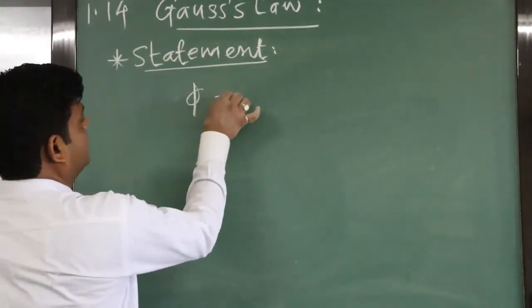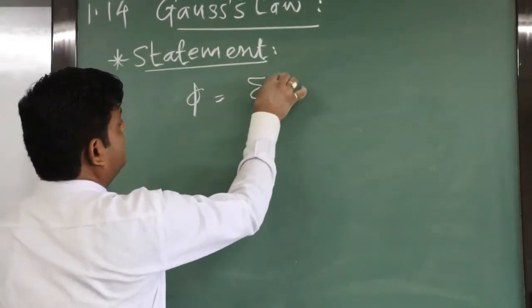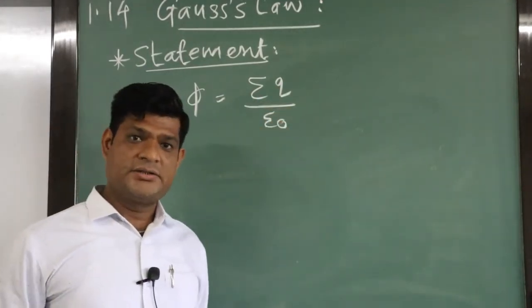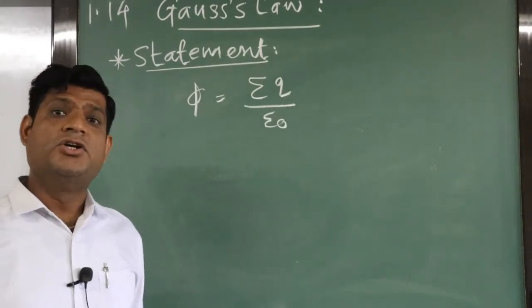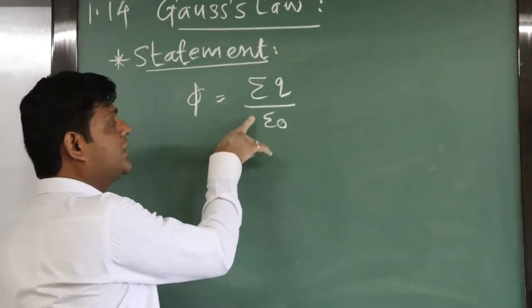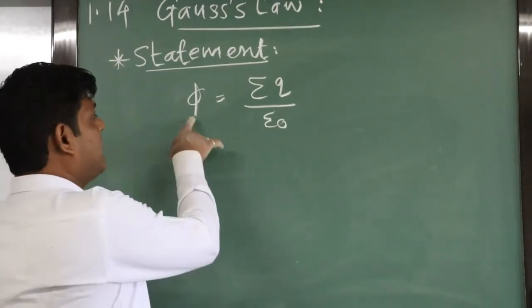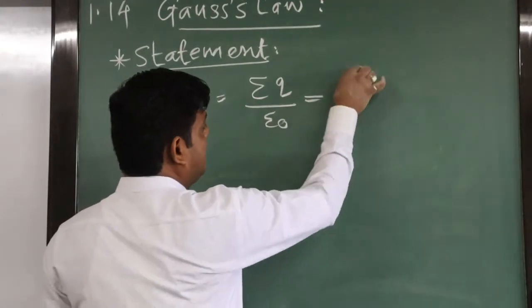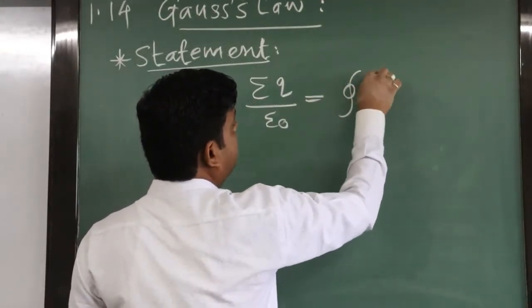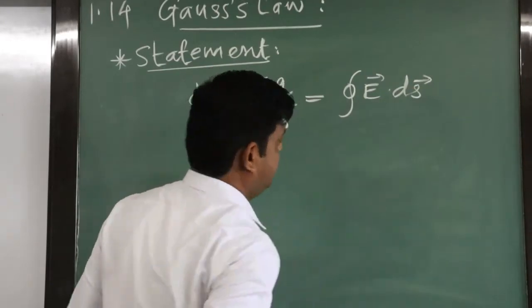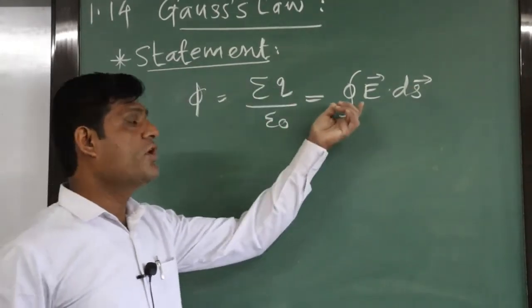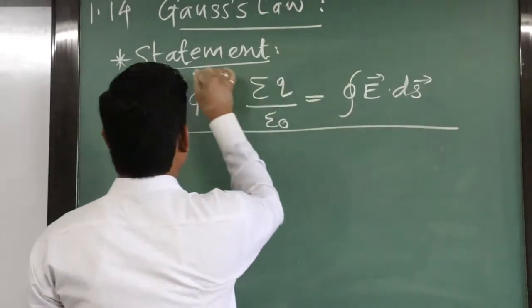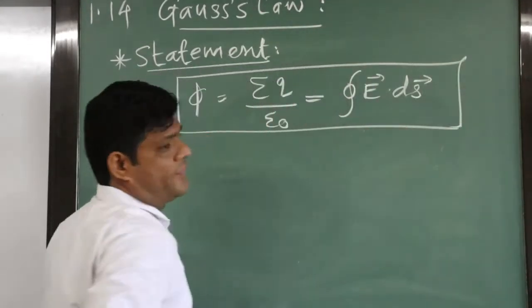See, phi equal to summation of charge divided by epsilon 0. Total charge enclosed by the closed surface divided by epsilon 0. This is the mathematical statement of Gauss law, right? Also we can write like this, the integral of E vector dot ds vector over a closed surface. This is the mathematical statement of Gauss law, right?